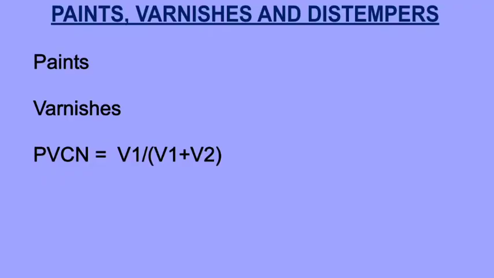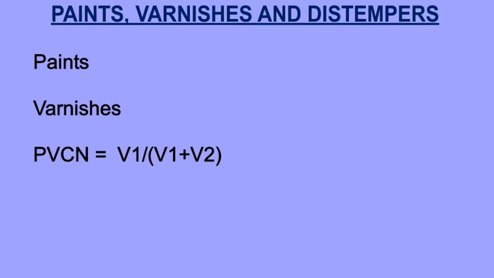Paints, varnishes and distempers. Paints are coatings of fluid materials and they are applied over the surface of timber and metals. Varnishes are transparent or nearly transparent solutions of resinous materials and they are applied over the painted surface. The distempers are applied over the plastered surfaces.